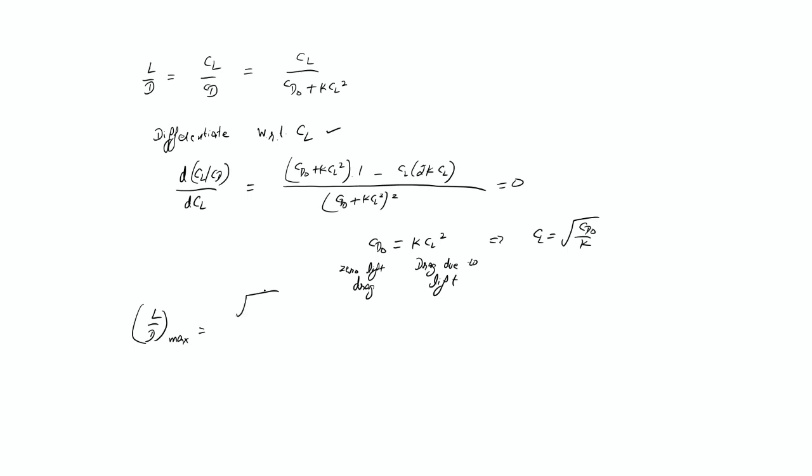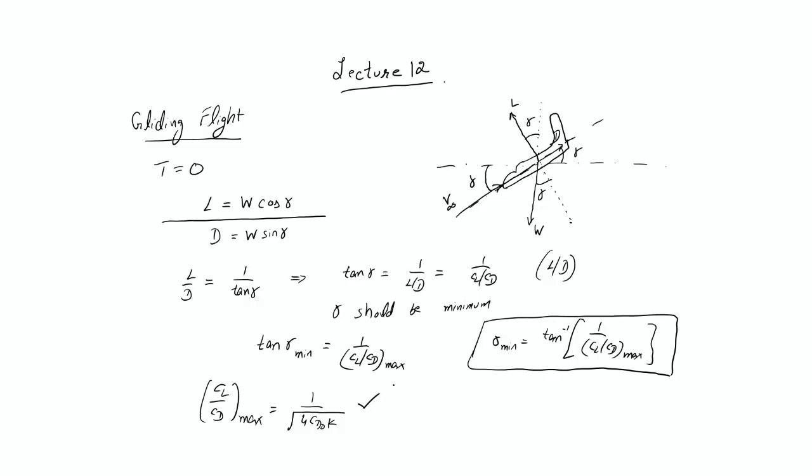I will simply substitute here CL equals CD naught by K upon CD naught plus CD naught. Since we have CD naught equals KCL square, I am writing here CD naught plus CD naught, and I get CD naught by K upon 2 CD naught, and finally we get L by D max equals 1 upon 4 CD naught K. Now see here, also we got the similar condition, CL by CD max equals 1 upon 4 CD naught K.